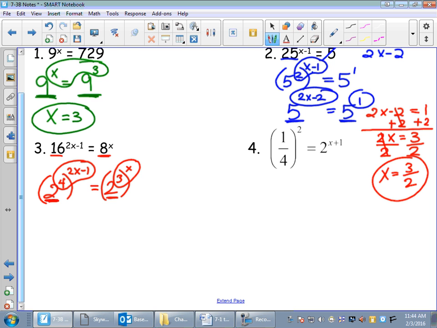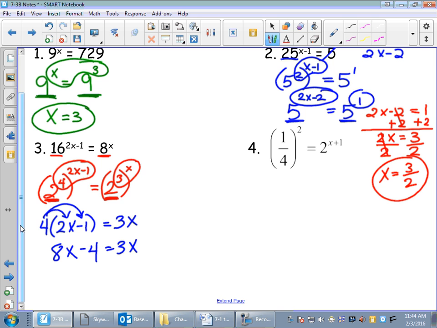Since I have common bases, 2 is equal to 2, I can go ahead and the next step is to write my equations. That 4 times 2x minus 1, that's the power to a power, that's the exponent on the left-hand side, is equal to 3 times x. That's the exponent on the right-hand side. I need to distribute the 4. So 4 times 2x is 8x. 4 times negative 1 is negative 4. And this equals 3x.